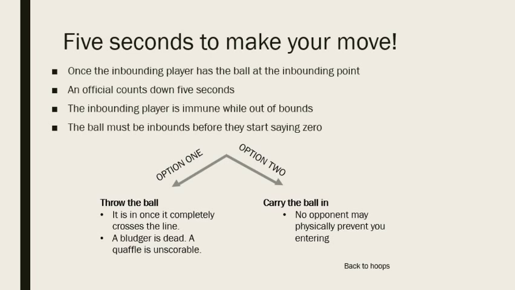So the official will start counting down and the ball must be inbounds before they start saying 0. So start at 5, get to 0, something needs to have happened by 0. Your options are 1, throw the ball. Easy enough. You can pass. You can try for a shot, but the quaffle will be unscorable. So if it goes through the hoop off you, that's not legal. And same goes for a bludger, it's dead. So any ball you make live from the sideline is not what we generally consider a live ball. It needs to go through other processes before it can be considered live.